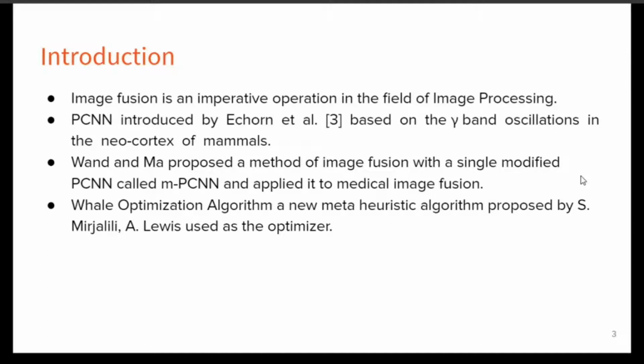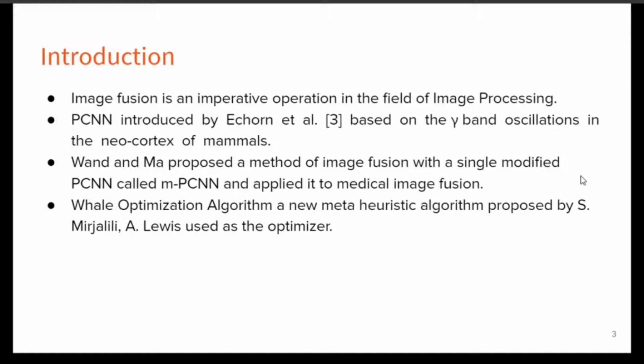As we all know, image fusion is an imperative operation in the field of image processing. PCNN, or pulse coupled neural network, a biologically inspired neural network derived from the neocortex of mammals, specifically cats and smaller mammals, was first proposed by Eckhorn et al., which made it perfect for image processing applications. However, the model thus proposed had 10 parameters and 8 variables and required expensive training.